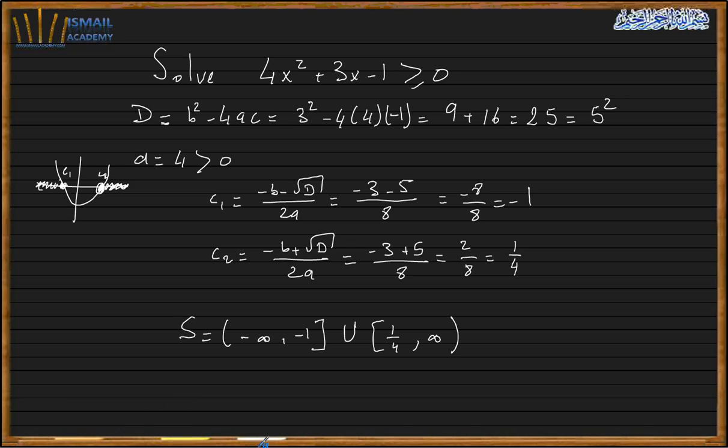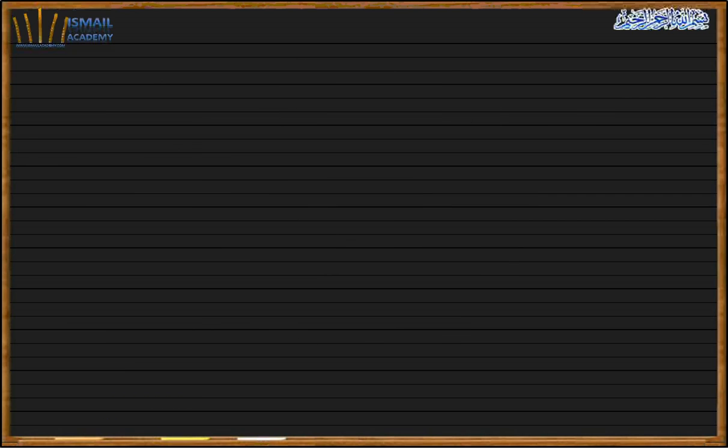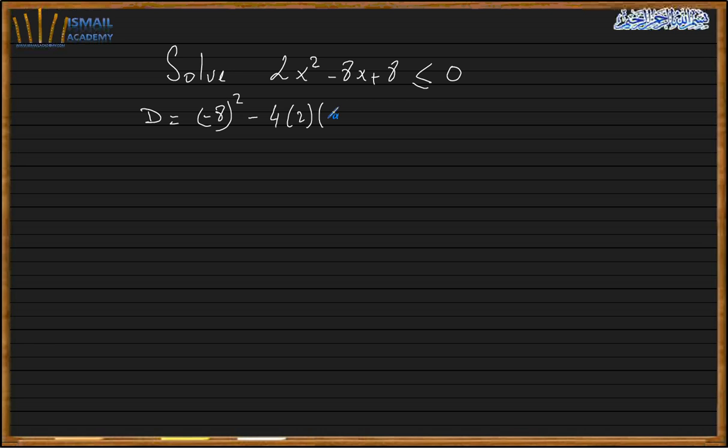So let's solve this. For example, I have 2x squared minus 8x plus 8 is less or equal than 0. So my discriminant here is minus 8 squared minus 4 times 2 times 8, which is 64 minus 64 equals 0. This tells me that the graph has only one x-intercept, so a equal to 2 is positive, and the graph will look like this. Because it's positive, it's going to touch the x-axis in one point.